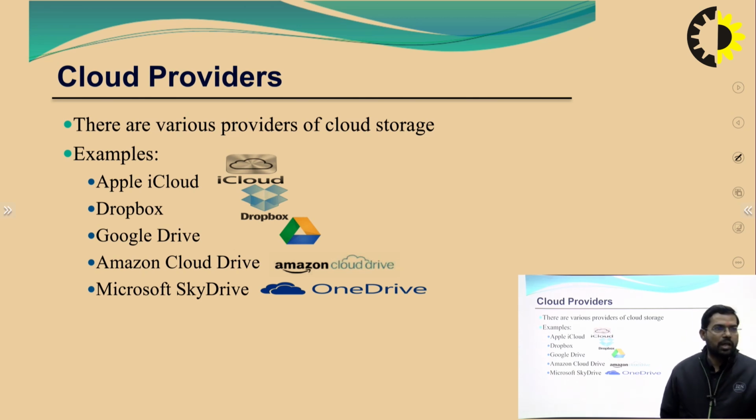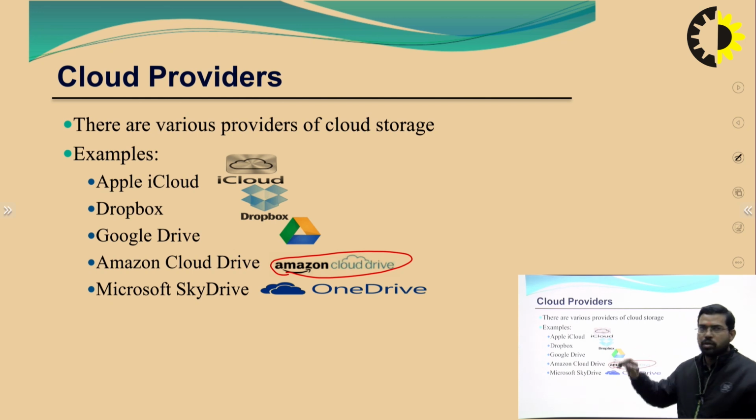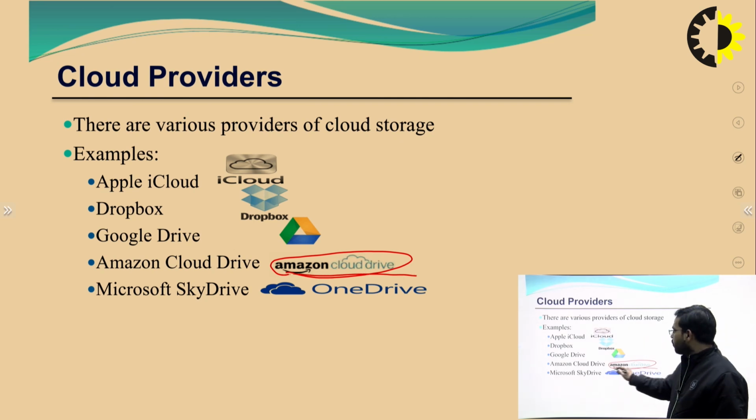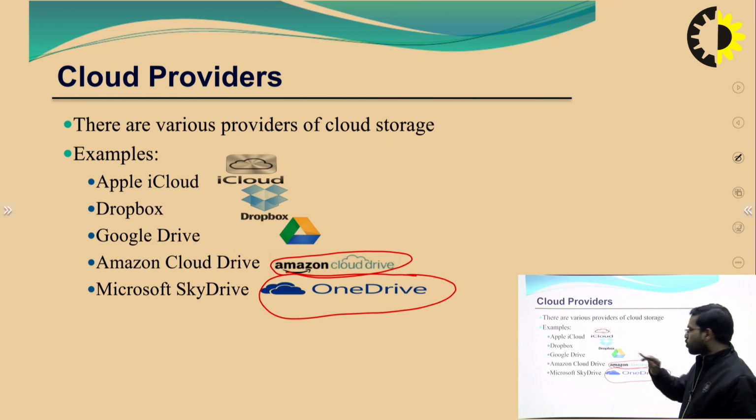Next one is the Amazon Cloud Drive, which is also used for company purposes, and we use Amazon AWS for any work. Microsoft's storage is called OneDrive. If you are using the Microsoft operating system, it uses OneDrive and automatically backs up your data into OneDrive if you access that particular drive.